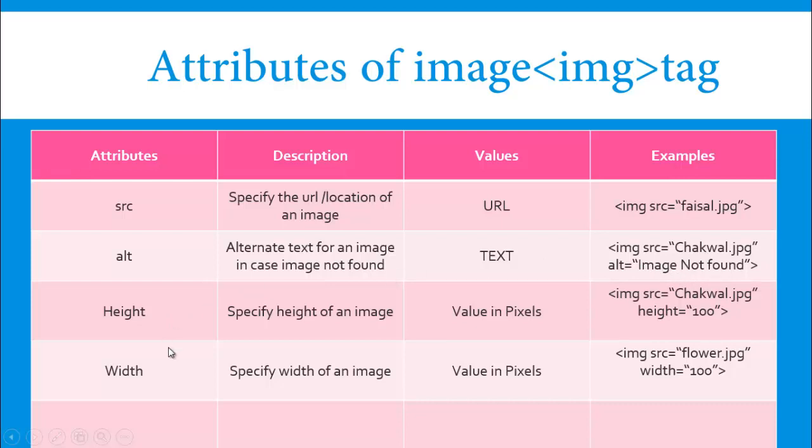Height and width are the other attributes of the image tag. As the name says, height specifies the height of an image in pixels. For example, the image source, then height is equal to 100 pixels within double quotation marks. Width specifies the width of an image as a pixel value. This is the example, you can see it clearly here.